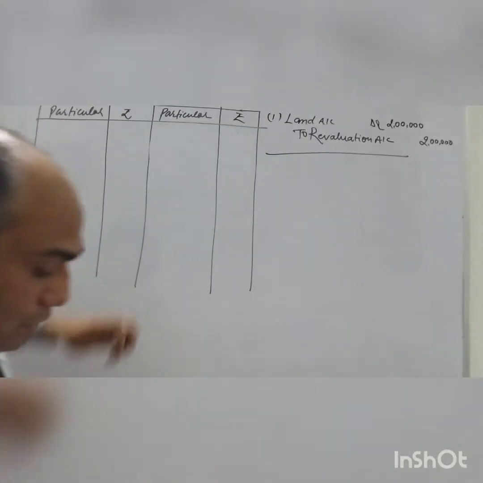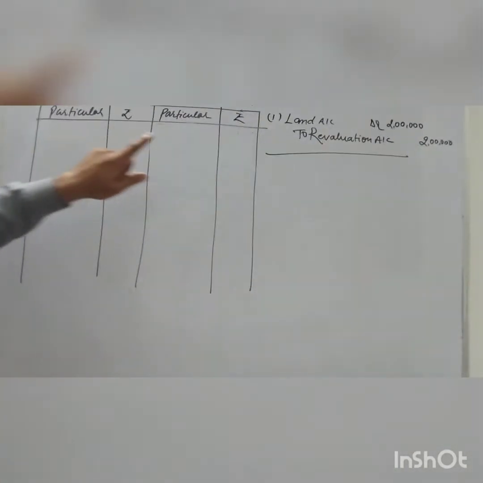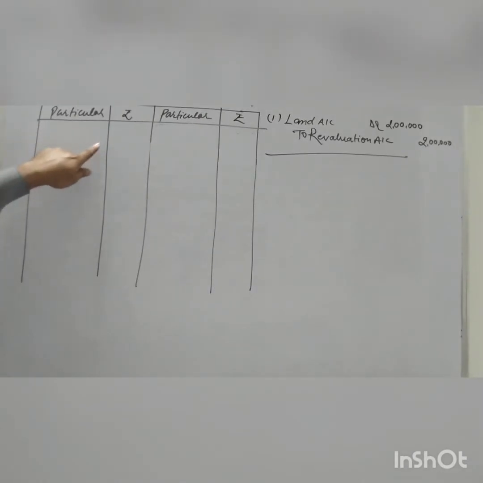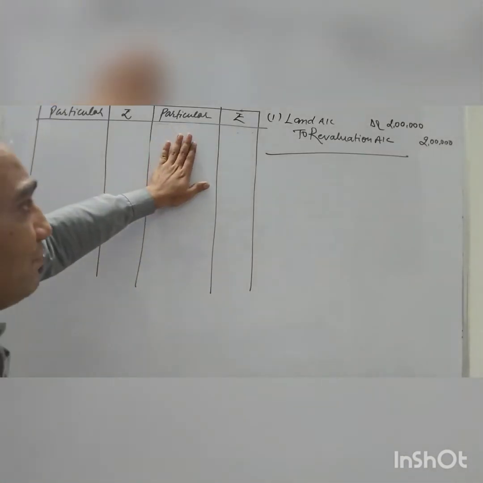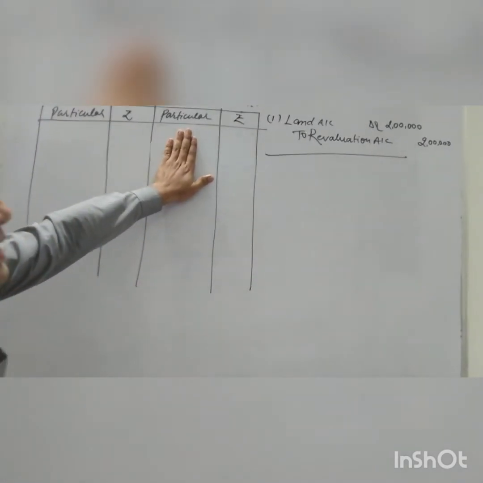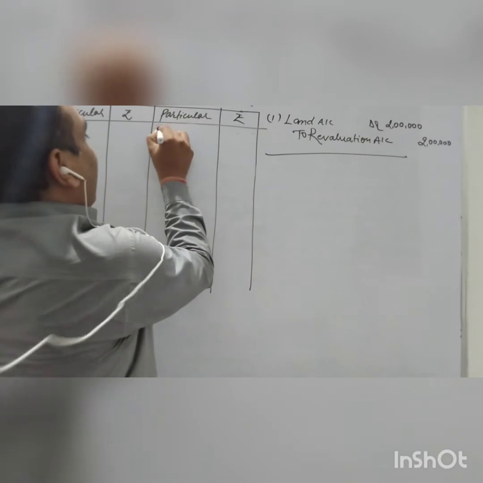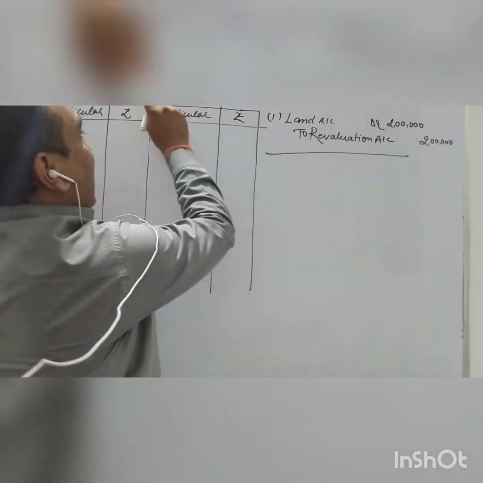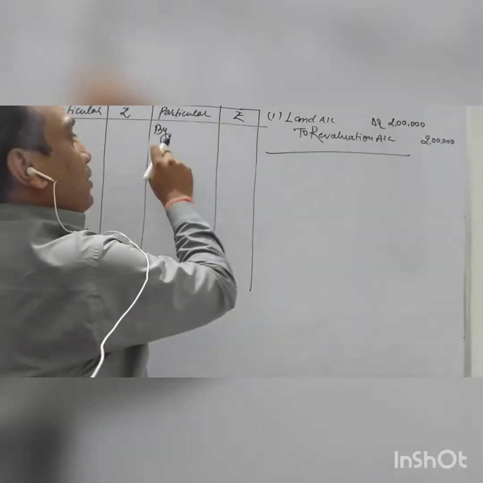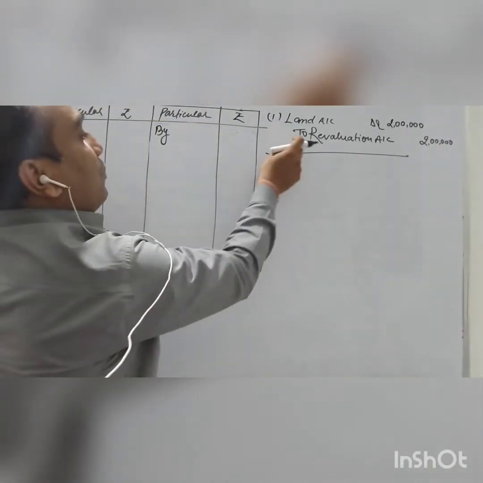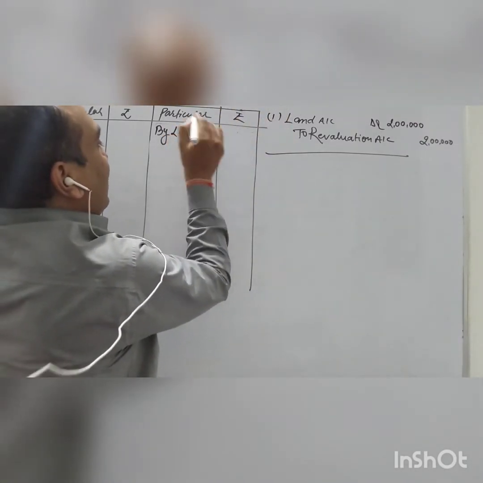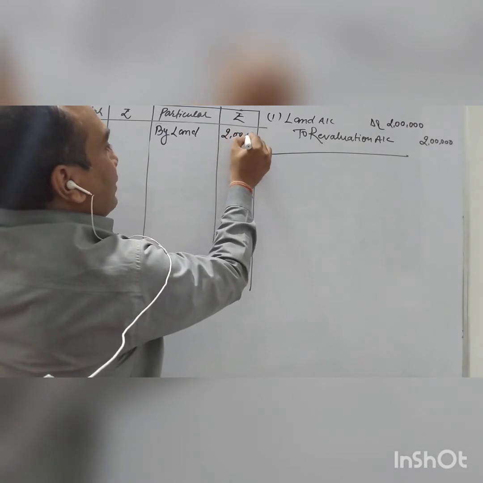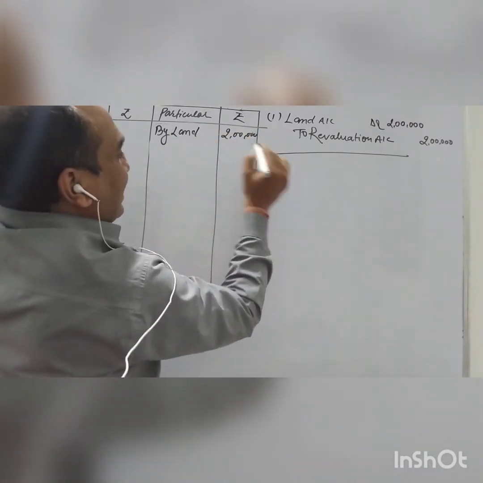Now this entry will be posted into the revaluation account. In the journal entry, revaluation is on the credit side, so we post it on the credit side of the ledger, writing by. We are preparing the revaluation ledger, so we will not take the revaluation name, we take the other account. It means on the debit side we write land rupees 2 lakh. Now come to the second entry.